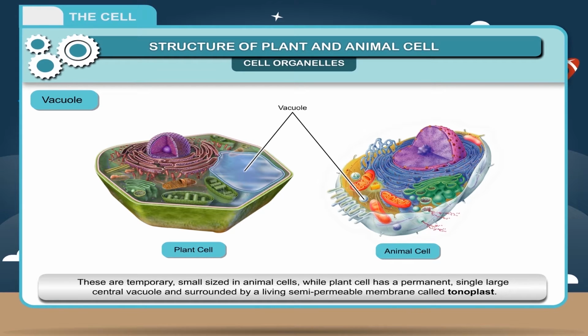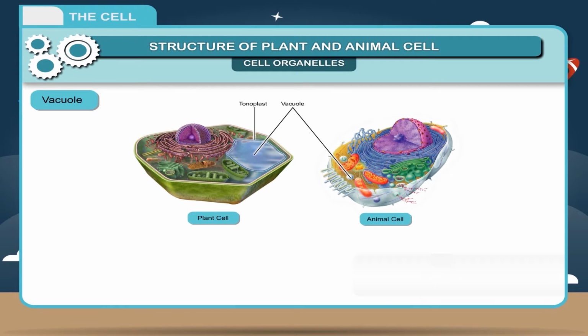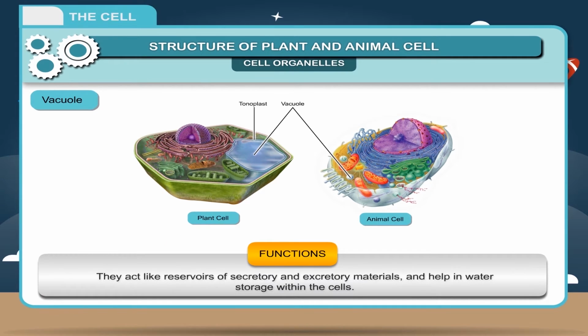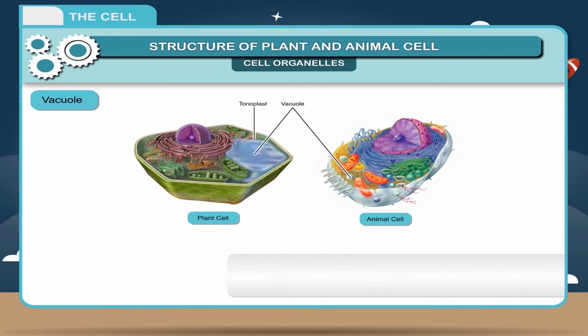These are temporary and small in animal cells, while plant cells have a permanent, single large central vacuole surrounded by a living semi-permeable membrane called tonoplast. Functions. They act like reservoirs of secretory and excretory materials and help in water storage within the cells.